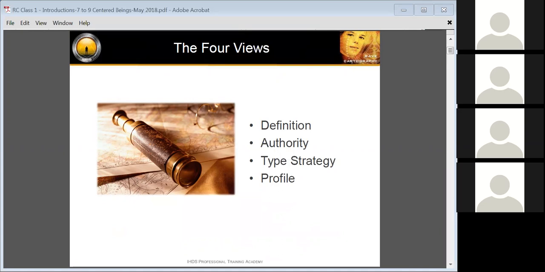You've got type strategy, which is your aura, allowing you to know how to correctly engage and interact with the world around you. We've got profile, which we'll find out at the end is quite different than maybe you thought. It is certainly a role or a characterized profile of who you are. And so we'll be looking at all of these topics.